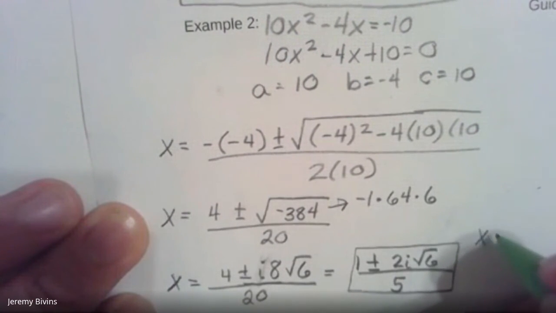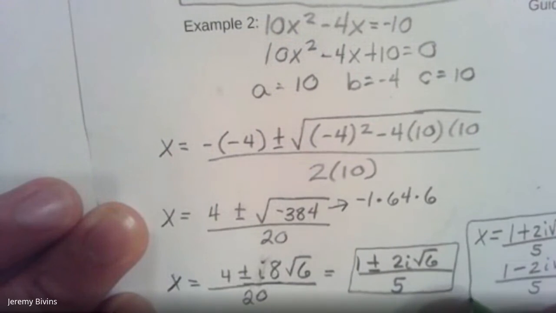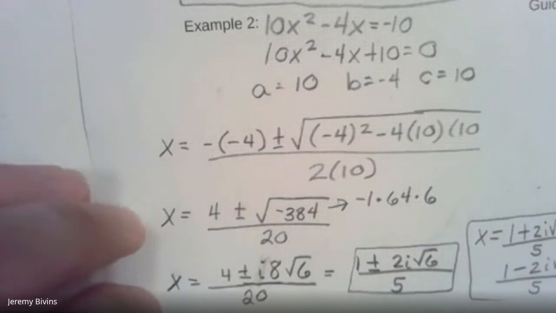The other way would be separating it out. x equals 1 plus 2i radical 6 over 5. And I do a comma, and I do 1 minus 2i radical 6 over 5. And on your homework, you're going to want to represent it the second way where you break it apart.